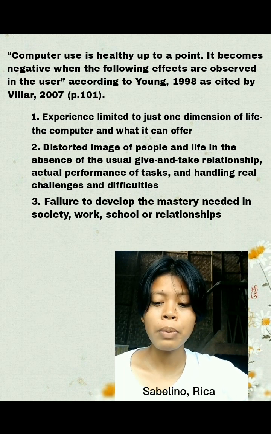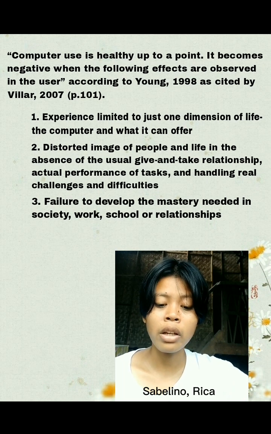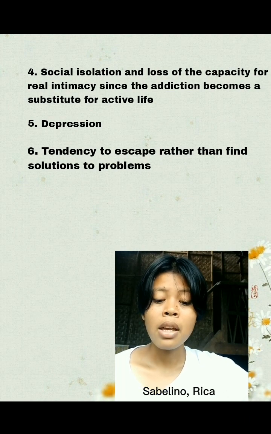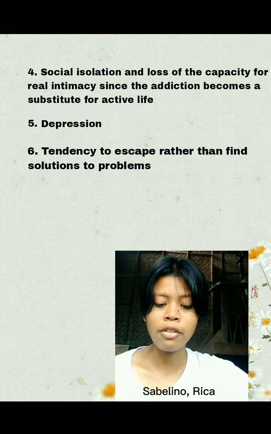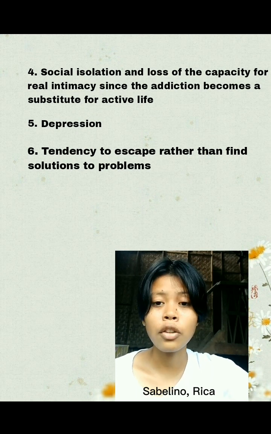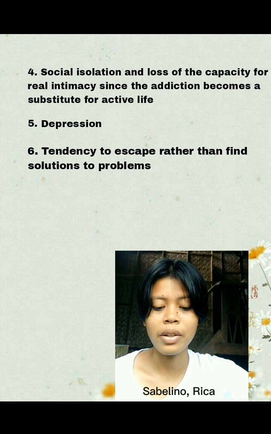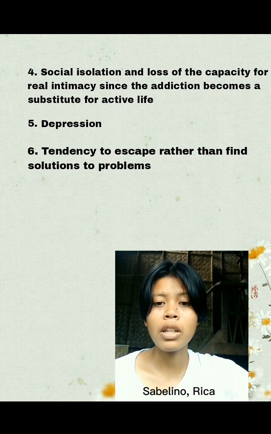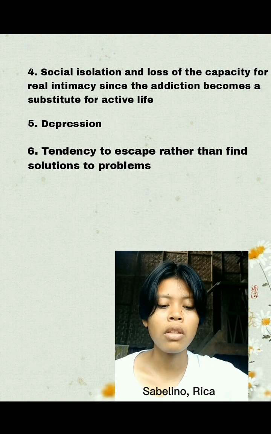Second, distorted image of people and life in the absence of the usual give and take relationship, actual performance of tasks, and handling real challenges and difficulties. Next is failure to develop the mastery needed in society, work, school, or relationship. Next is social isolation and loss of the capacity for real intimacy since the addiction becomes a substitute for active life. Next is depression. There are a lot of people now who are depressed. Number six, tendency to escape rather than find solutions to problems. People more often escape their problems rather than find solutions to solve them.